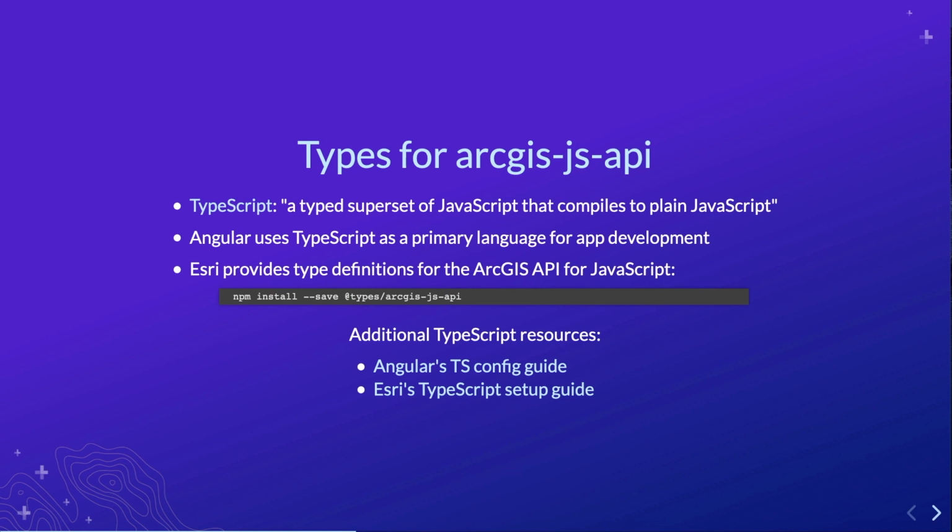I'm not going to go into too much detail there because TypeScript configuration and working with TypeScript could be a whole other session almost. But if you want to check out additional resources, Esri has a TypeScript setup guide linked below, and Angular also has a lot of really great resources around digging into TypeScript configuration in your applications. We also have a sample app that shows the base configuration for working with the ArcGIS JS types in an Angular CLI app that's linked in the title of this slide. So check that out.